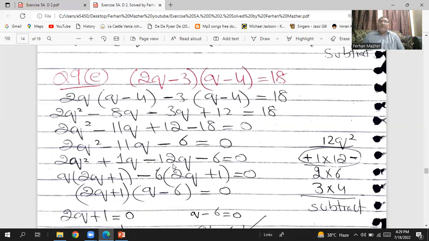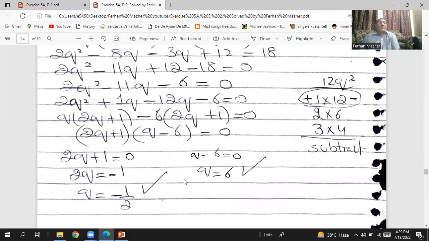From the first two terms, here, the q is common. So in the bracket, you will have 2q plus 1, and in the last two terms, minus 6 is common. So in the bracket, you will have 2q plus 1. So from this term and from this term, you can see 2q plus 1 is common. From here, you will have the q. From here, you will have the minus 6 in my second bracket. So these two brackets, they are multiplying with each other and is equals to 0.